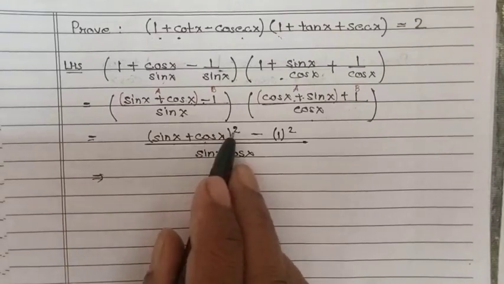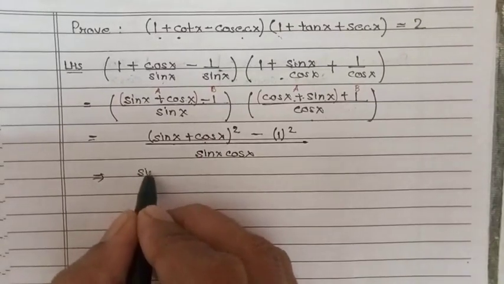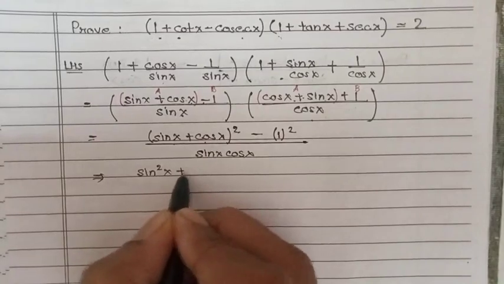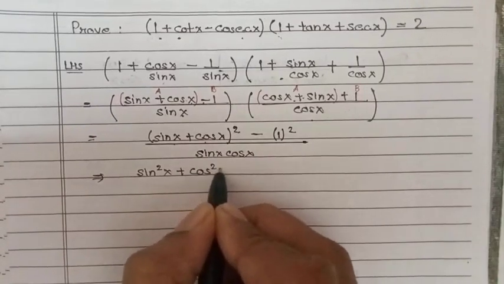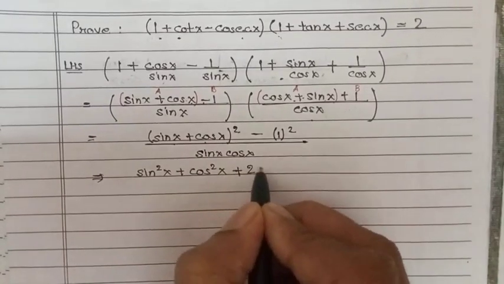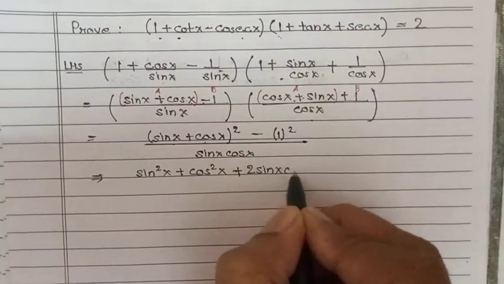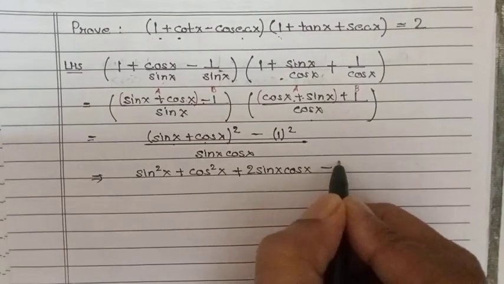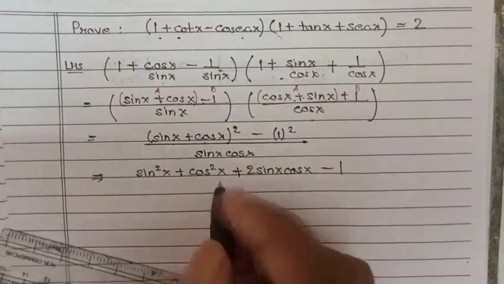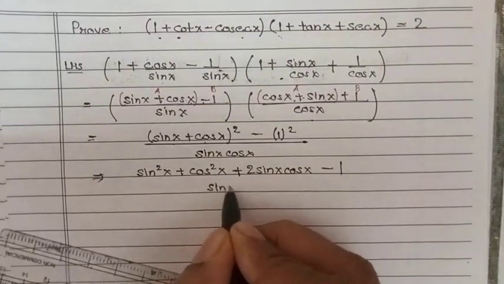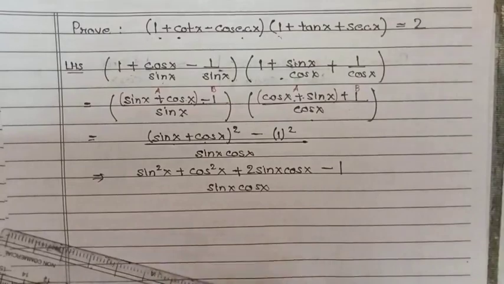Now, sine x plus cos x whole square. So we will be getting sine square plus cos square plus twice sine x cos x minus 1, right? And in the denominator place we have sin x into cos x.